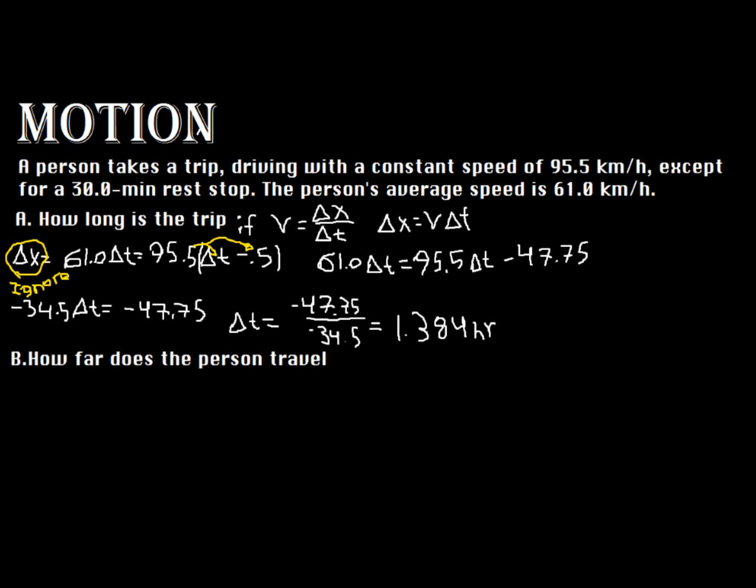How far does this person travel? Here, all we need to know is that speed equals distance over time, and therefore distance equals speed multiplied by time. 1.384 hours multiplied by the average speed of 61 kilometers per hour equals 84.428 kilometers.